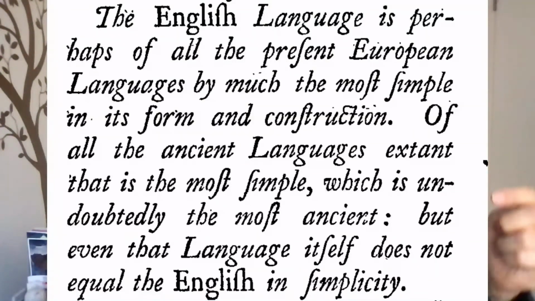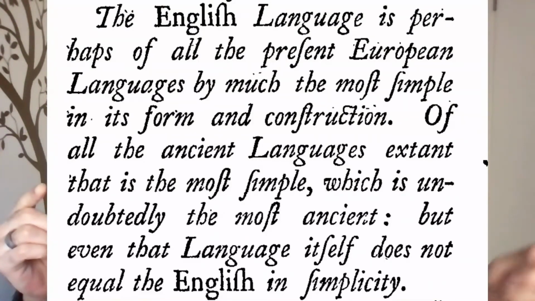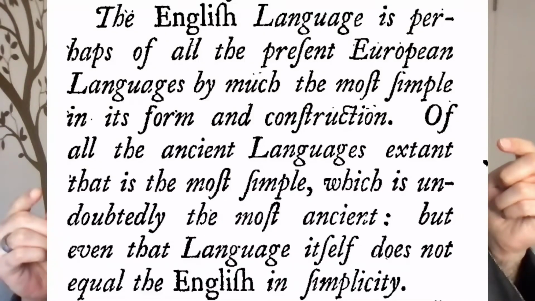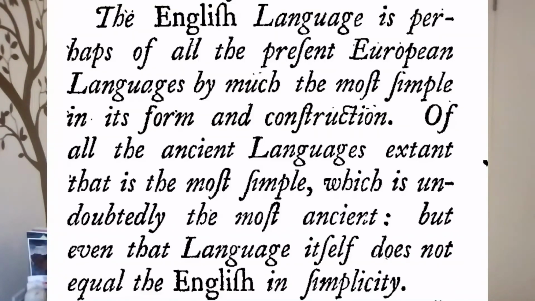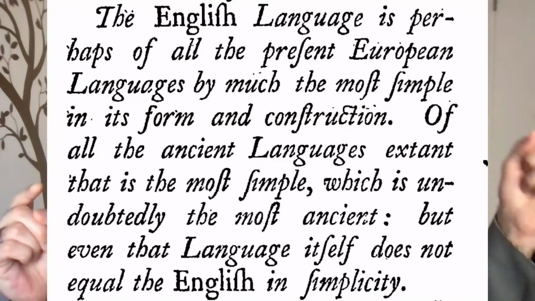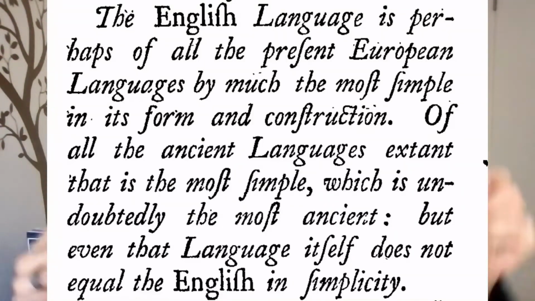But look at how mathematical he's being in his thought here. He chooses that, as in that language, because in this usage, that must refer to a single understood reference, otherwise it would be those. And since no other referent has been named yet, but we've already named a group of surviving ancient languages, subordinated by way of, we must naturally be able to understand the construction as that of all the ancient languages extant is the most simple. That of all the ancient languages extant is the most simple, which is undoubtedly the most ancient.